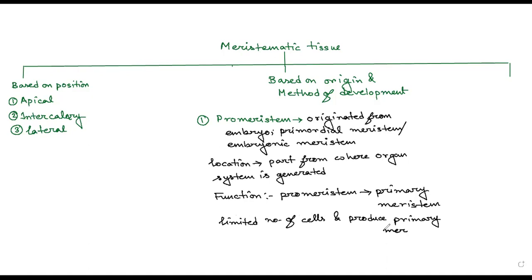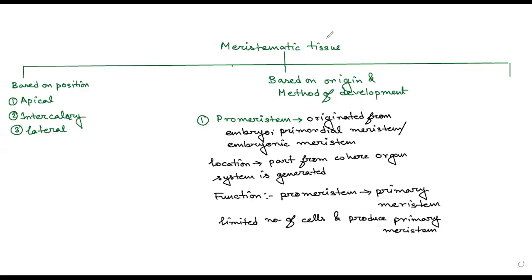So if you look into a matured plant, do you think you will have promeristem present? Yes or no? In a matured plant? Class? Yes, ma'am. Do you think that in a matured plant there will be existence of promeristem? No, ma'am. No. Very good. So why? Because all promeristem will be converted into primary meristem.